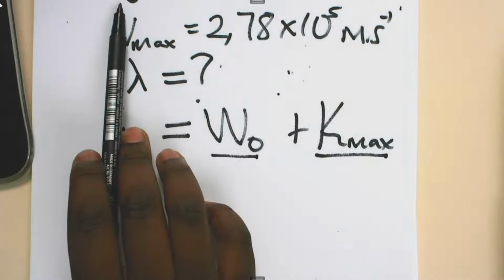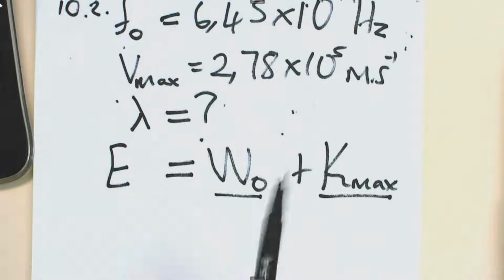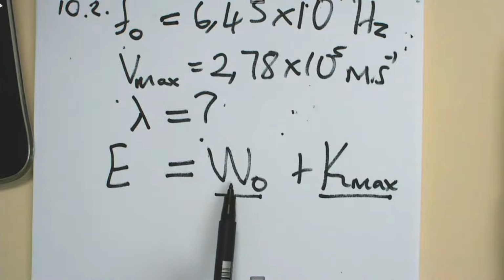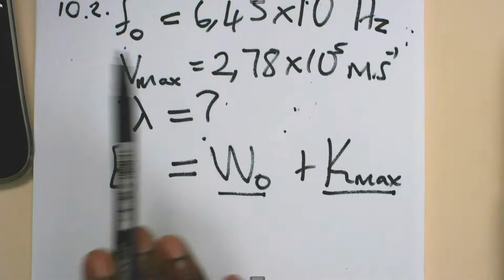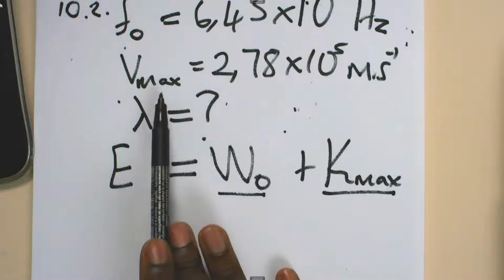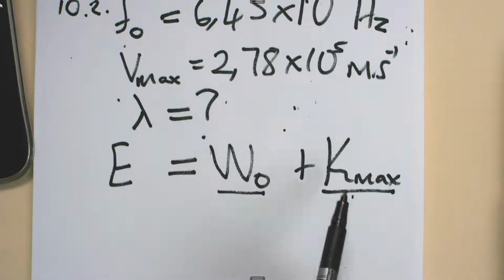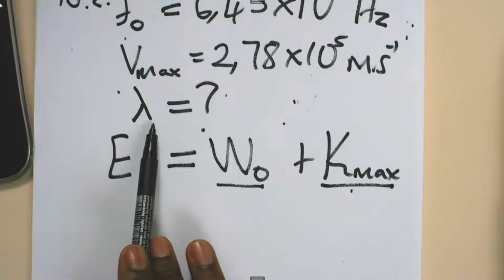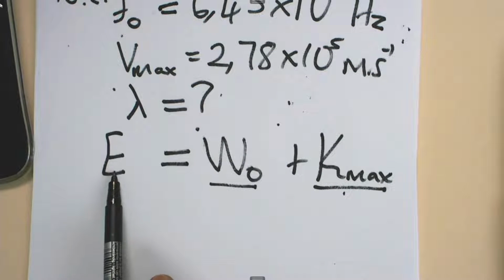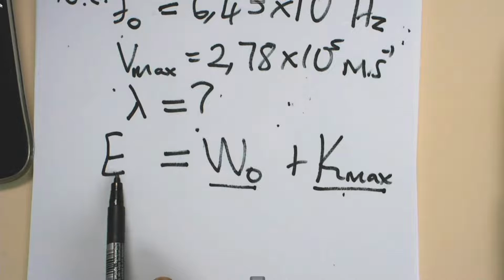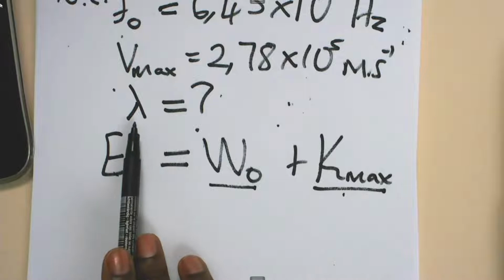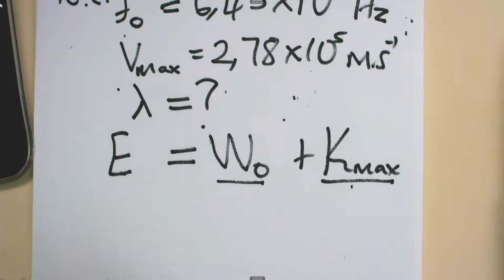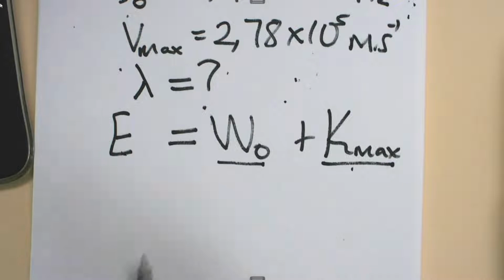Because we are given the threshold frequency, we will express the work function in terms of the threshold frequency. We are also given the speed, not the kinetic energy, so we will express the maximum kinetic energy in terms of the maximum speed. And we also want to calculate the wavelength, so the energy of the photon at some point will have to be expressed in terms of the wavelength. So let us get into it.